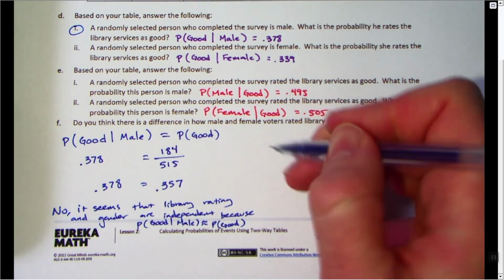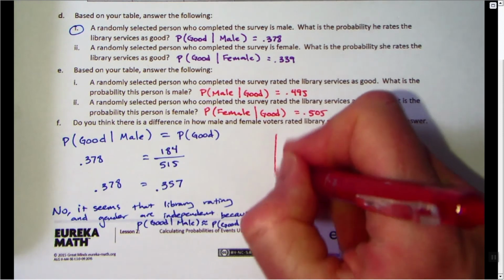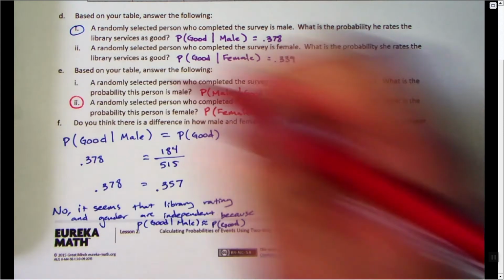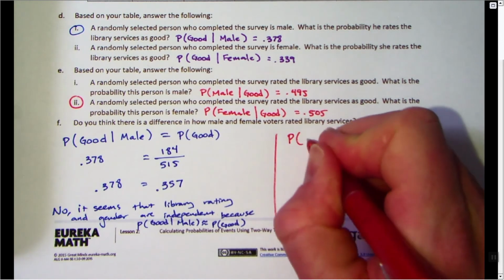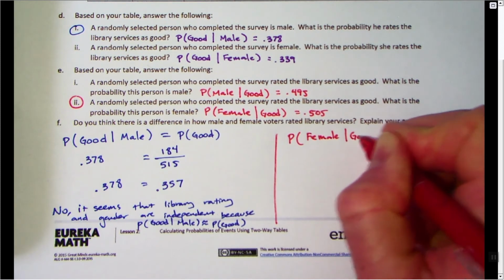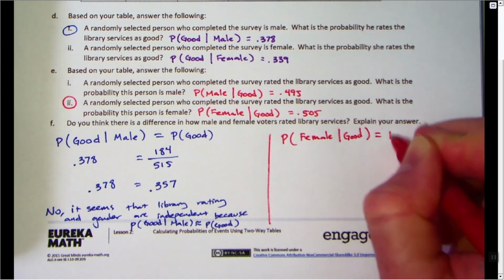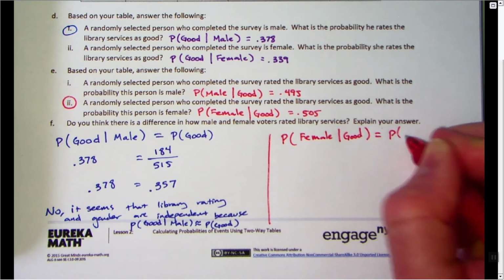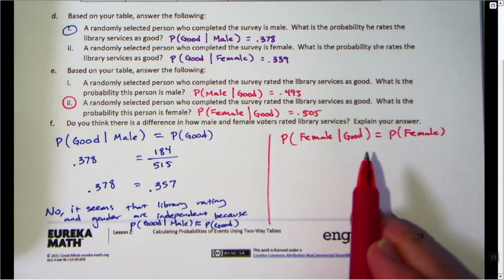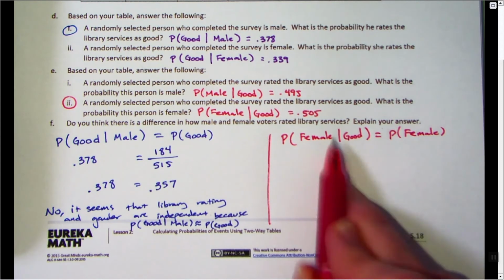Let me show you this from a different direction, a different one, and you can test just one of these and not have to do multiple ones. I'm going to pick this down here just because it's different. The probability of female given good, is that the same or very close to the probability of female? Meaning, whether or not they rated the service as good, what's the chance that they're female?